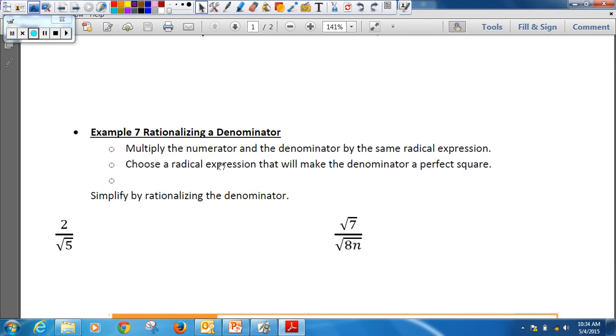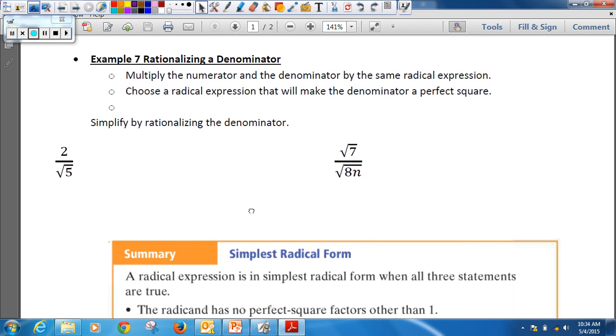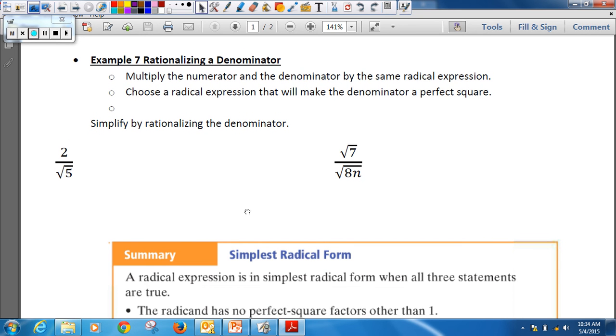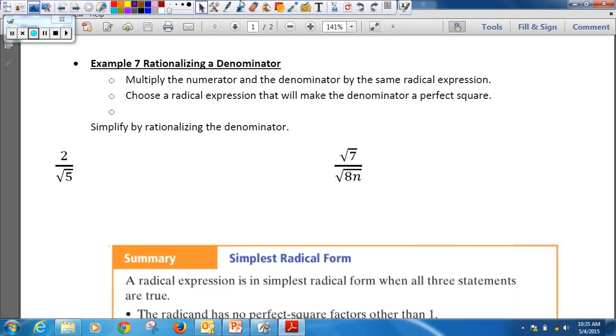Our last one here is called rationalizing a denominator. It says to multiply the numerator and the denominator by the same radical expression. Choose a radical expression that will make the denominator a perfect square. The reason we use this is because a fraction is not simplified if there is a radical in the denominator.